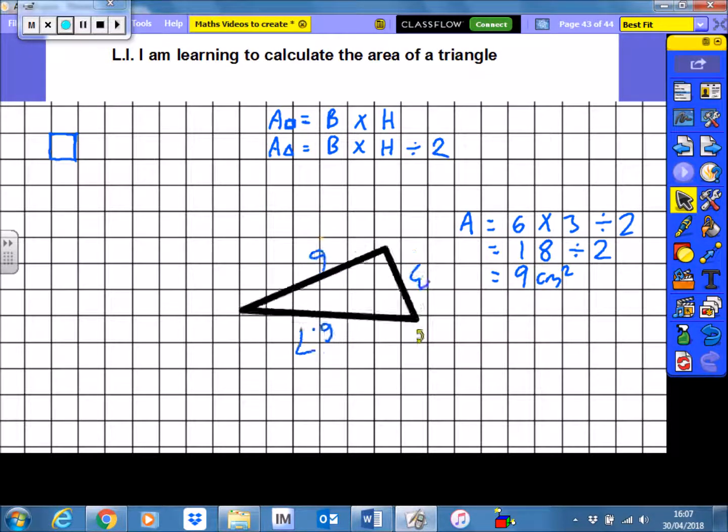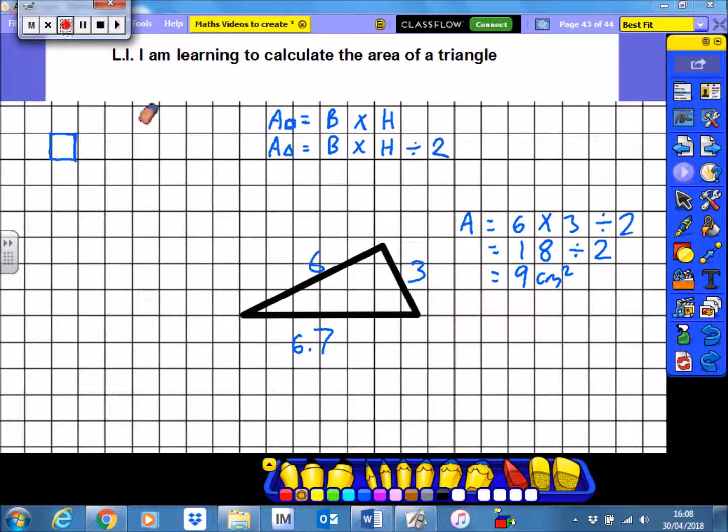what happens if I rotate this triangle this way round? All of a sudden, it looks like our base is 6.7 here, and our height, I don't know, might be 3, might be 6. It's kind of hard to tell. Well, the answer is that no matter what, our base and our height are going to stay 3 and 6, or 6 and 3. If we remember that triangles are just half rectangles, it should be clear why.